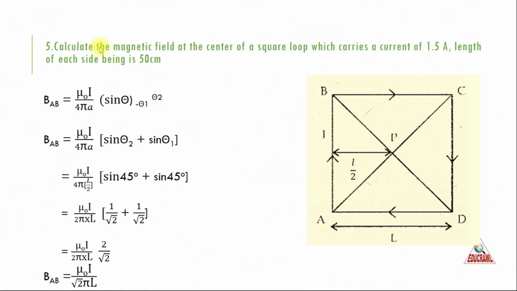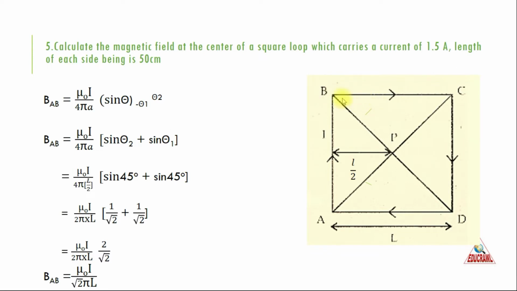Fifth problem. Calculate the magnetic field at the center of a square loop which carries a current of 1.5 ampere. Length of each side is 50 centimeter. So the total magnetic field produced by this loop, which is in the form of a square, we have to find. First we will find the magnetic field produced by the single wire AB. After that, it is almost the shape of a square.